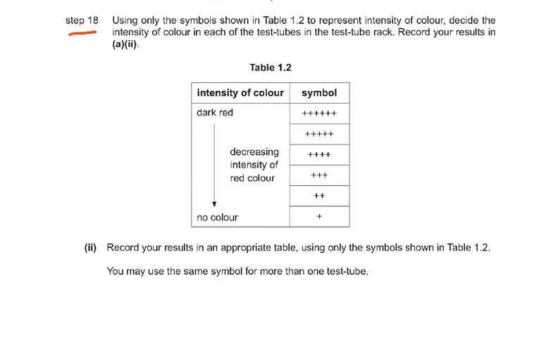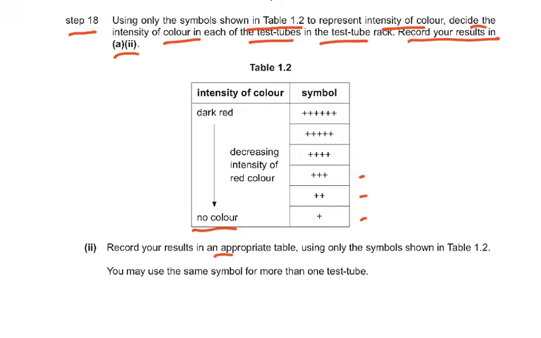Then step 18: using only the symbols shown in table 1.2, represent the intensity of the color. Decide the intensity of color in each of the test tubes in the test tube rack, and record your results in A2. Now, for the intensity of the color, dark red is 6 plus, then 5 plus, 4 plus, 3 plus, 2 plus, and 1 plus. So no color is 1 plus. It is decreasing: the darker the color, the more pluses, with the darkest being 6 plus.